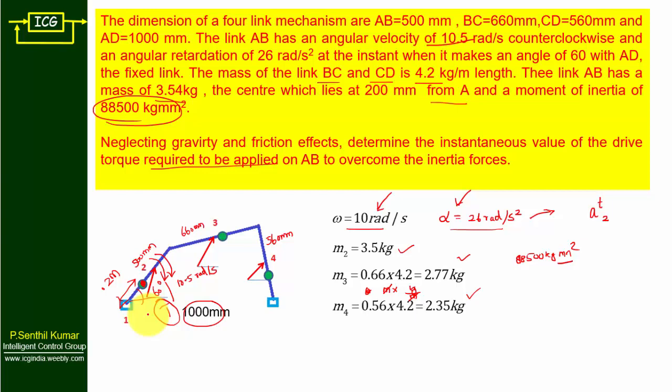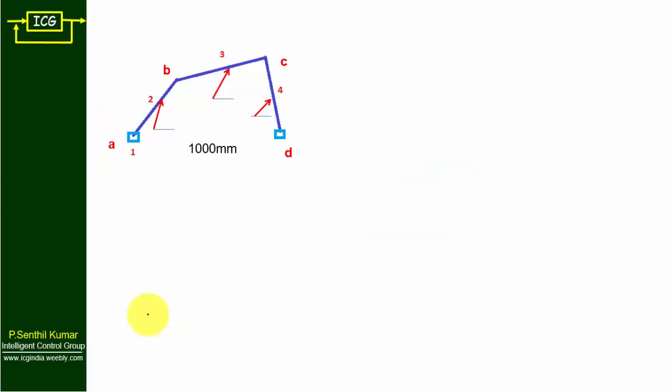First, we draw the configuration, free body diagram, velocity and acceleration diagram of 4-bar mechanism. Step number 1. So we will start with step number 1. Step number 1, draw the velocity and acceleration diagram for given 4-bar mechanism.